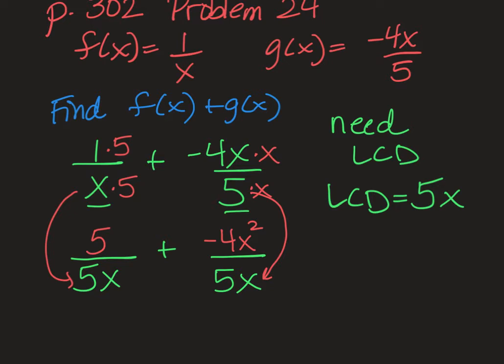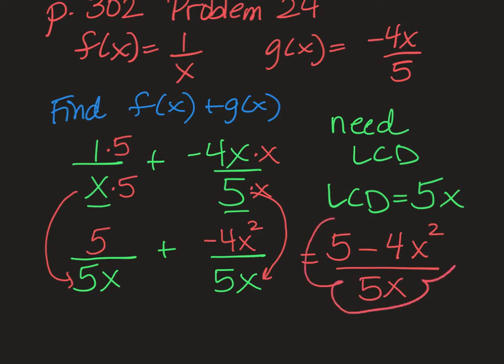And now that I have them as the same denominator, now I can go ahead and add or subtract their numerators, depending on what sign it is. So in this case, I'm going to rewrite it as 5. Instead of saying plus negative 4x squared, it would be better to just write minus 4x squared over my common denominator. Okay, so that is in lowest terms, and I got those two fractions together as one.